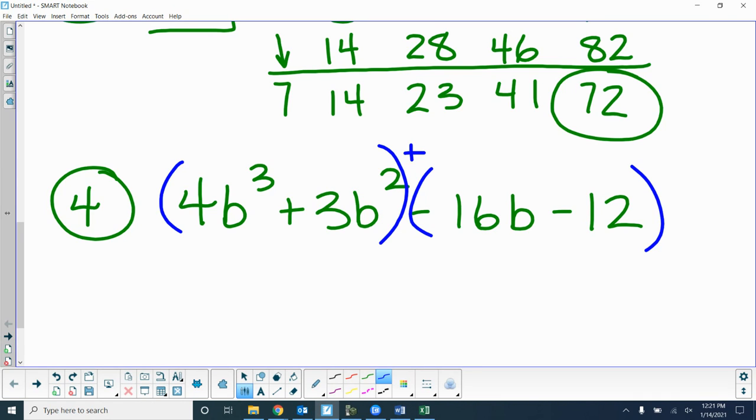All right? So I didn't really change the problem. I just kept it as an addition problem, right? Now we go back to the beginning. We look for a GCF from each group. What's the greatest common factor between those 2 terms? B squared. What is 4b cubed divided by 1b squared? 4b. What is 3b squared divided by 1b squared? Positive 3.